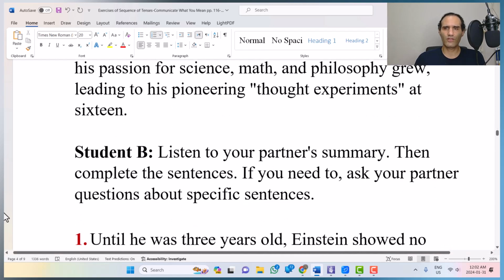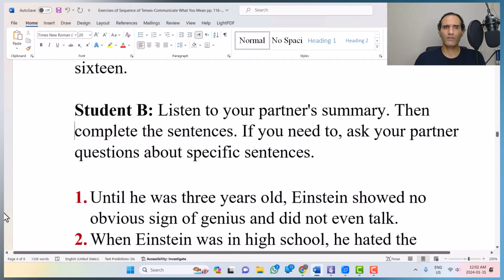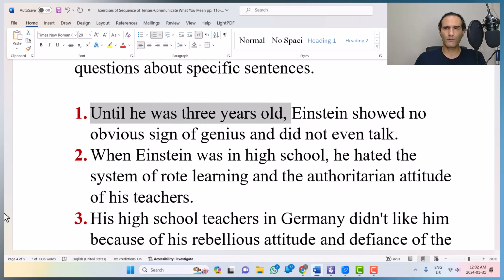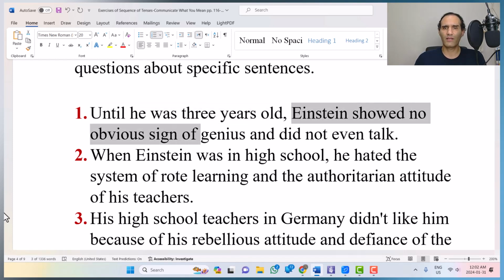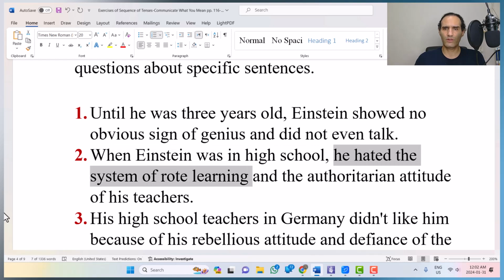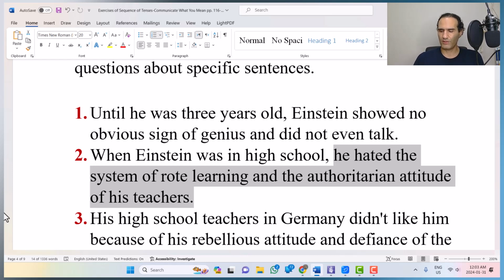Now, here the questions come. It says now, student B is supposed to read that summary and complete the sentences. I have completed the sentences for you. Please see if there are some new points for you in them. Until he was 3 years old, Einstein showed no obvious sign of genius and did not even talk. When Einstein was in high school, he hated the system of rote learning and the authoritarian attitude of his teachers. So instead of that drill sergeant attitude, here it brings authoritarian attitude of his teachers. Beautiful.